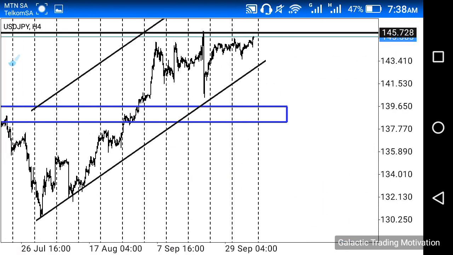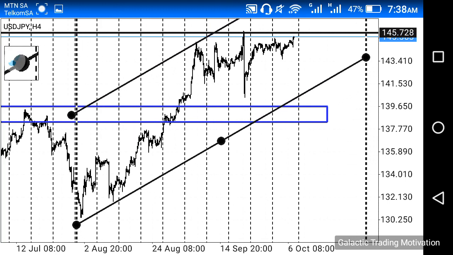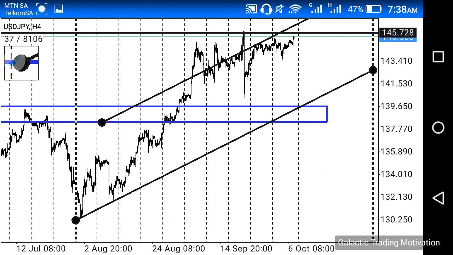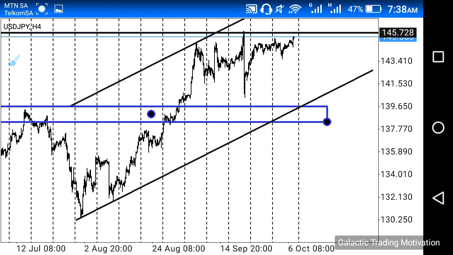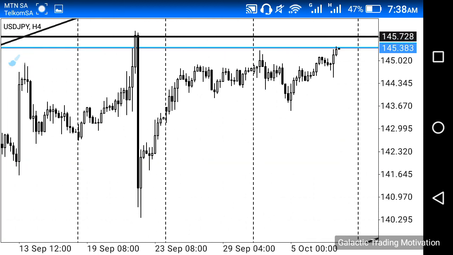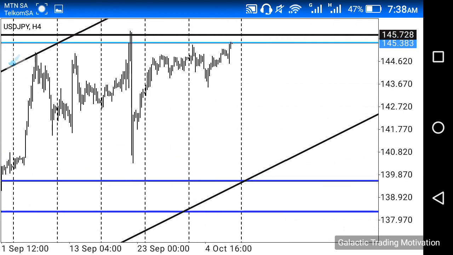Here we are on the H4 chart. I'm just gonna fix my channel, so just bear with me, guys. There goes my channel. So what else do we see in regards to the H4 chart of USD JPY, right? Let's have a look. Let's have a look. At this point, I don't see much.